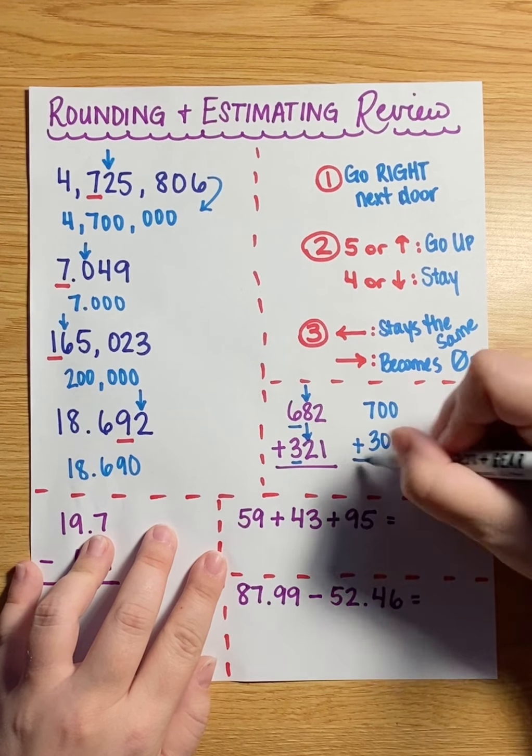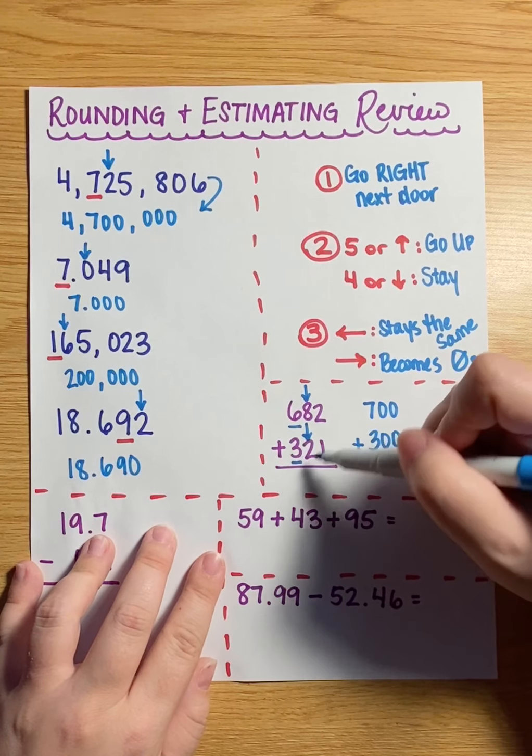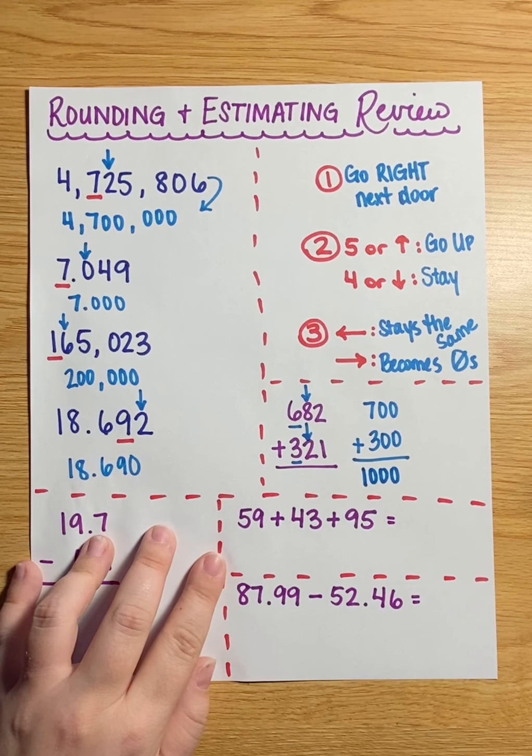Now I can add these 2 numbers in my head a lot easier and estimate that the answer to my problem is going to be about 1,000.